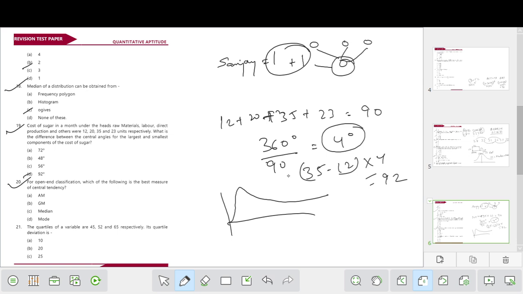So for any open-ended, the median is the best measure to find the central tendency. Quartiles of variable are 45, 52 and 65. So this is Q1, this is Q3, this is Q2. What is quartile deviation? Quartile deviation has a formula of (Q3 minus Q1) upon 2, which is (65 minus 45) upon 2, that is 10. So A is the right answer.